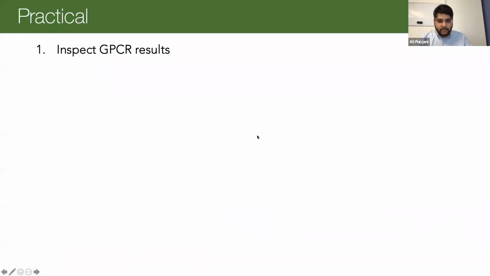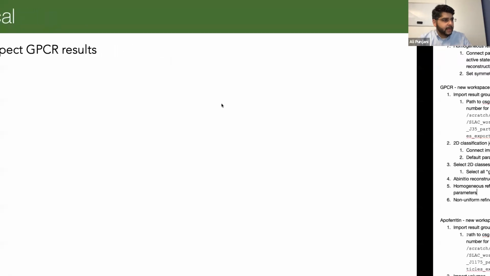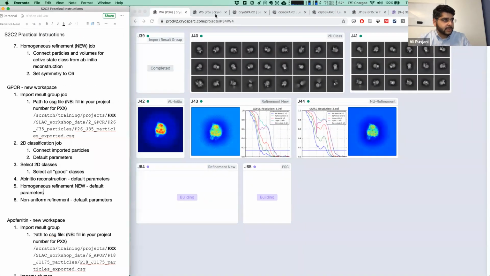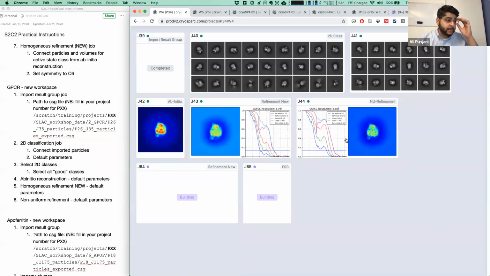So that's non-uniform refinement. And the next thing we want to do is, probably by now, our GPCR protein hasn't finished processing for most practical participants. But in the interest of time, what I'm going to do is just explain the jobs and what we've done here, and the difference in the map quality and the difference in the resolution here.